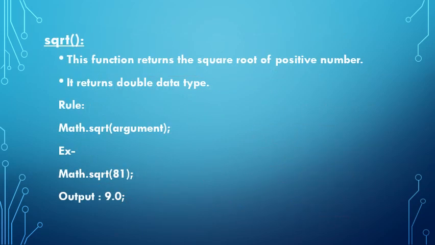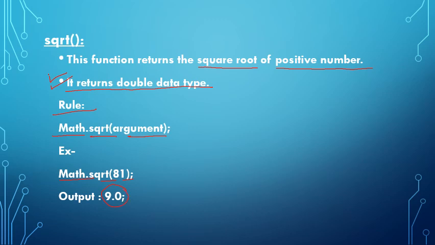The first function is sqrt, which is used to find the square root of a positive number. We can't find the square root of a negative number because the square root of a negative number is an imaginary value. Sqrt returns the double data type. Always learn the return type of a mathematical function. Math dot function name, so the function name is sqrt, and write the argument, meaning pass the value you want to find the square root of. For example, Math.sqrt of 81 will return 9.0.